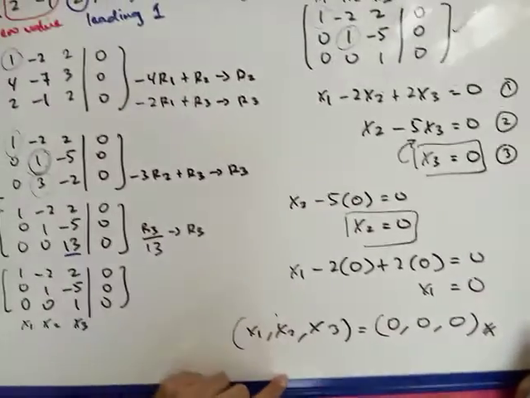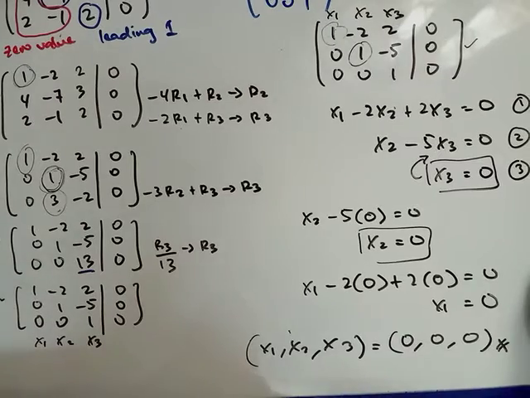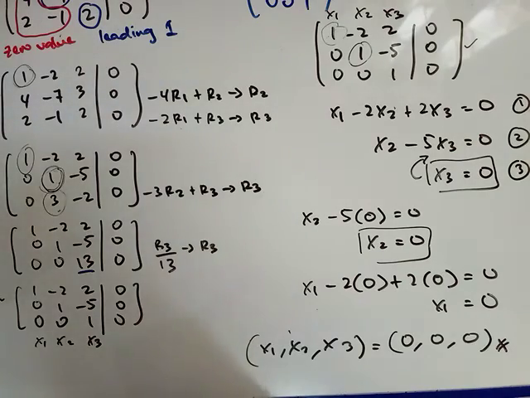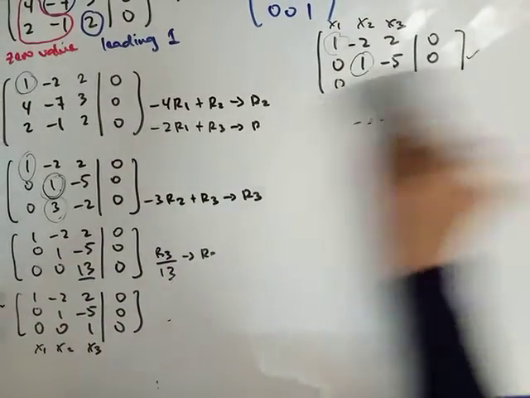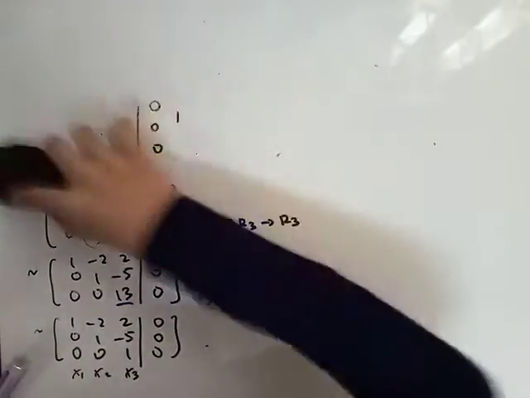This is what we call the Gaussian Elimination Method. Do you understand now? So this is for question A. What about question B? Look at question B.